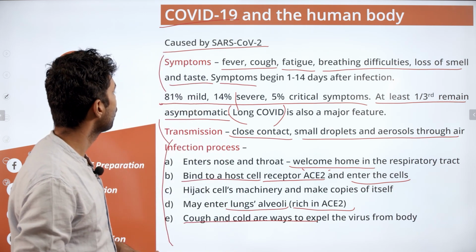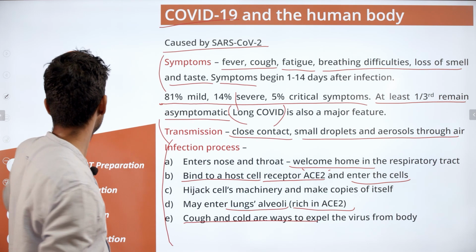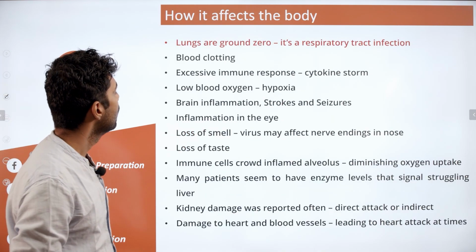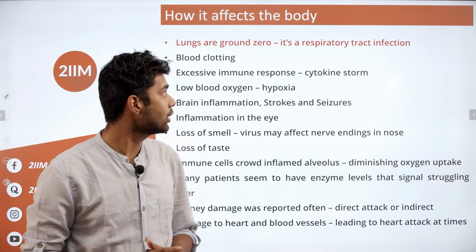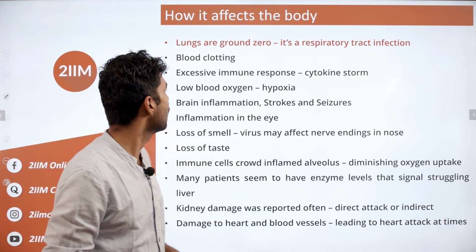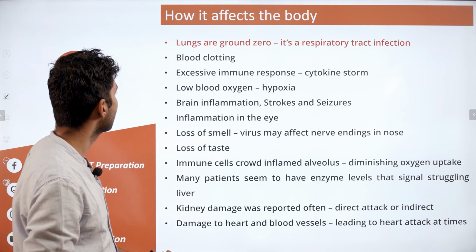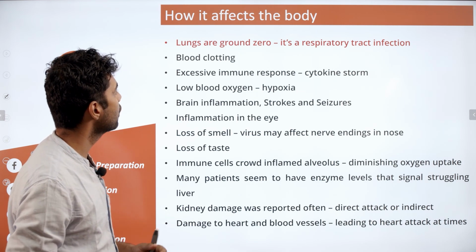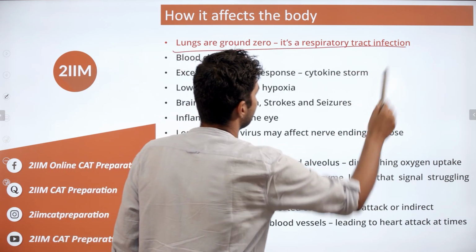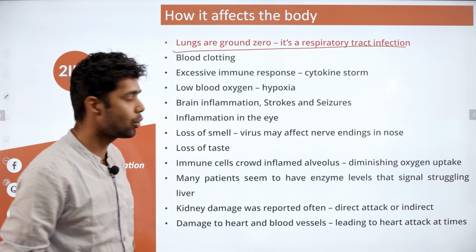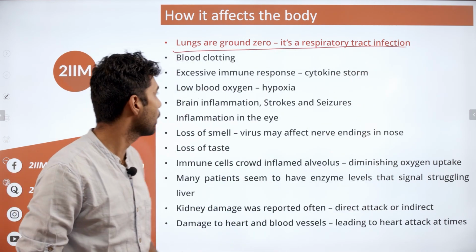So this is how COVID-19 infects, and these are some of the symptoms. So here in this slide, we'll get a picture of how bad COVID-19 can really be in some cases, especially in severe and critical cases. The most important organ that gets affected is the lungs, of course, because it is a respiratory tract infection. So lungs are ground zero for the battle between the body and the coronavirus.